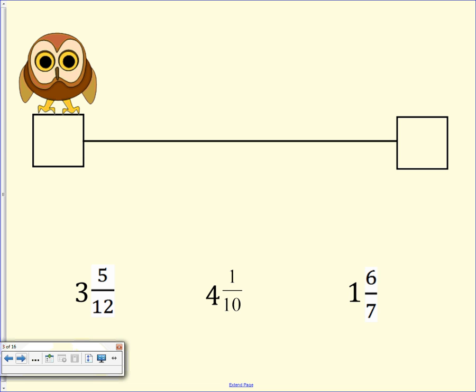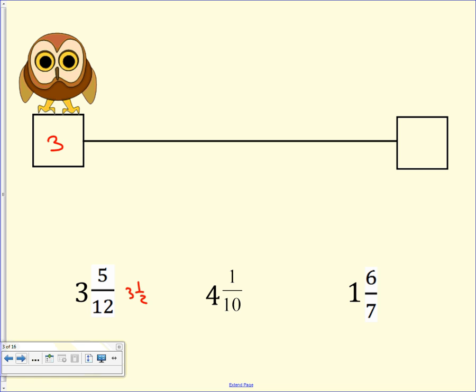So here's just a little bit of practice using whole numbers. I've got 3 and 5/12. So that means that's going to be a 3 and that's going to be 4. Looking at 12ths, right here is going to be 3 and 6/12. 3 and 5/12 is going to be right over there because it's 1 less than 6. So I would say that's pretty close to 3.5.